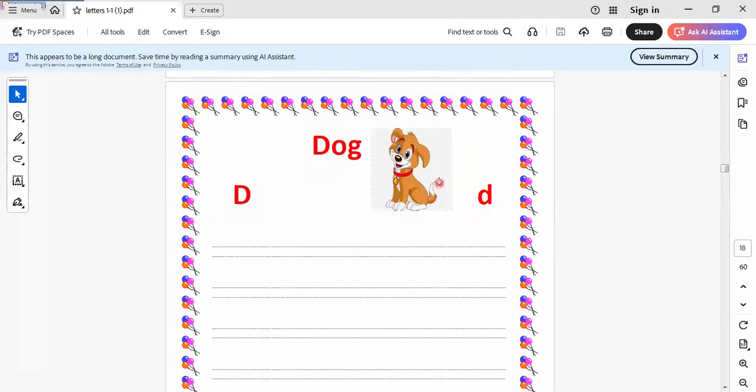And this is, I think, capital D and small d. So I stop here in this part after I answer the last exercise. Then next class I will continue. Okay, so here it will be capital D and small d. D for what? D for dog. Let's go to another item here.